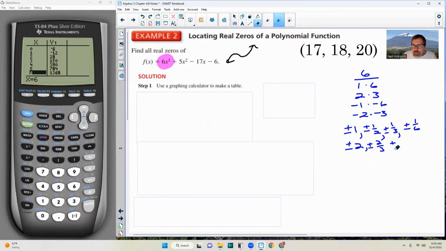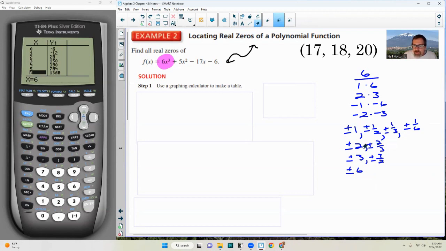So I'm done with the 2's. Then I'm going to do plus or minus 3, plus or minus 3 over 2, which is 3 halves, plus or minus 3 over 6, which is a half. It's already there, so my 3's are done. And then I'm going to do plus or minus 6 over 1, plus or minus 6 over 2, which is 3, plus or minus 6 over 3, which is 2, and plus or minus 6 over 6, which is 1. So I'm done. These are all my possible roots right here.